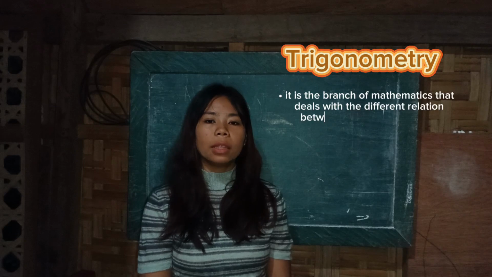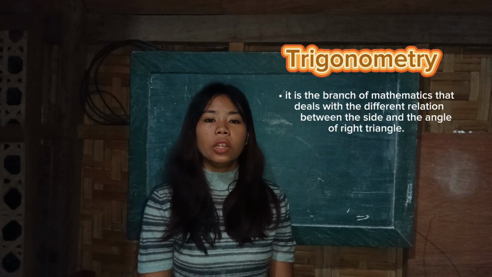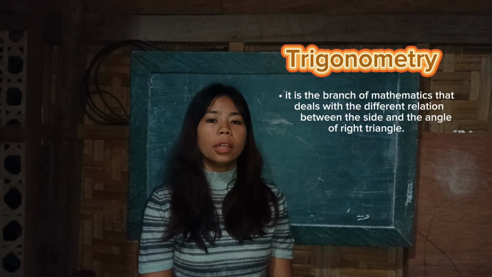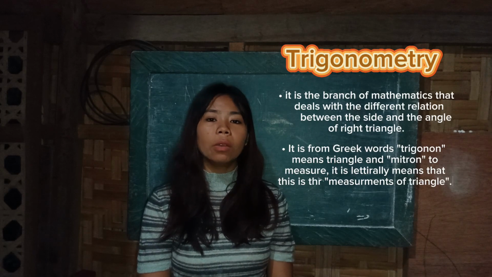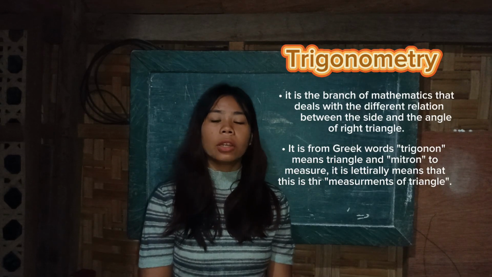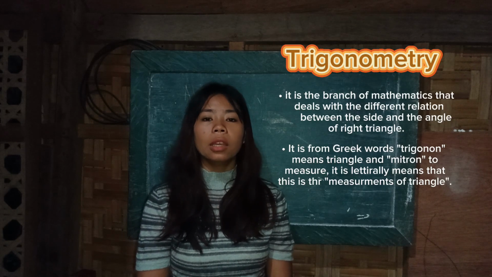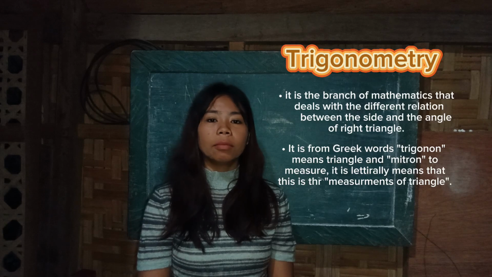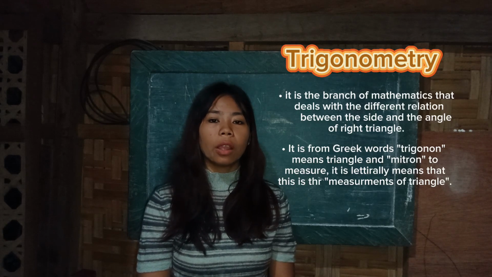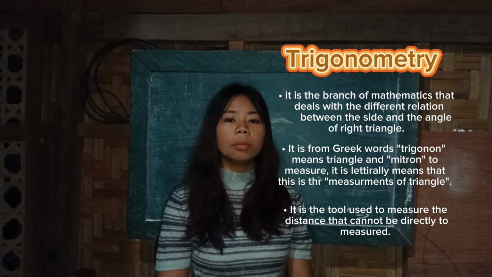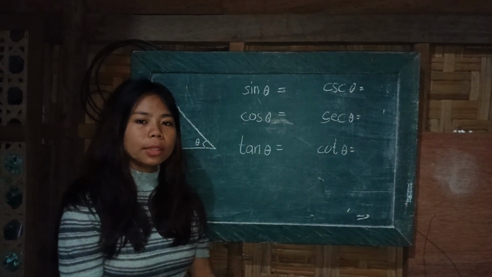The word trigonometry is the branch of mathematics that deals with the relation between the sides and the angle of the triangle. It is from the Greek words trigonon, meaning triangle, and metron, to measure. It literally means measurements of triangle. It is a tool used for measuring distances that cannot be directly measured. So let's do this topic.